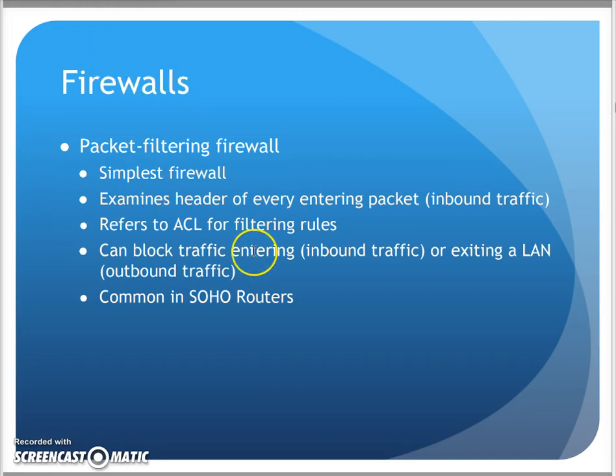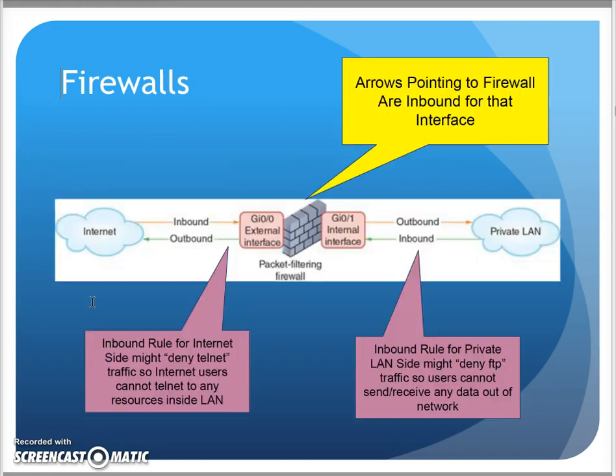It can block traffic entering inbound or exiting outbound. This is very common on what you have at home, your small office, home office router. Very common, just checking everything going in and out. The picture they used here in the book showed the inbound and outbound traffic. I put a couple balloons here, little call-outs, to help you realize what they're talking about. Here's my private LAN, with traffic coming inbound to the firewall. This inbound rule for the private LAN side might deny FTP traffic, so I cannot send any data outside of my network. Meanwhile, over here, the inbound rule for the internet side might deny telnet traffic coming in to my network.